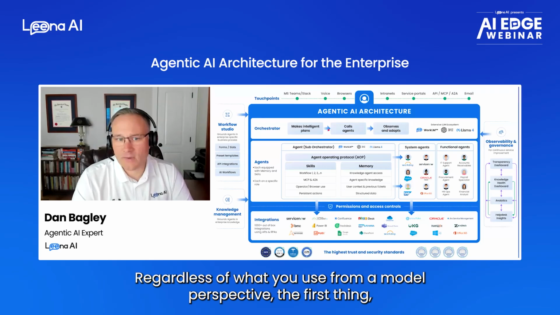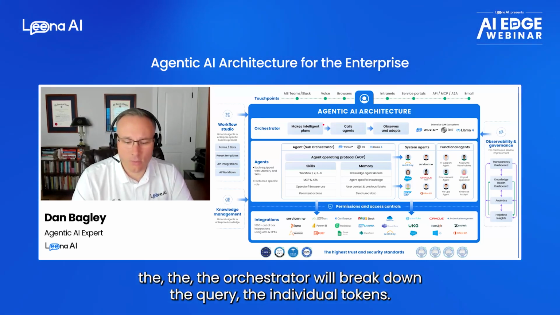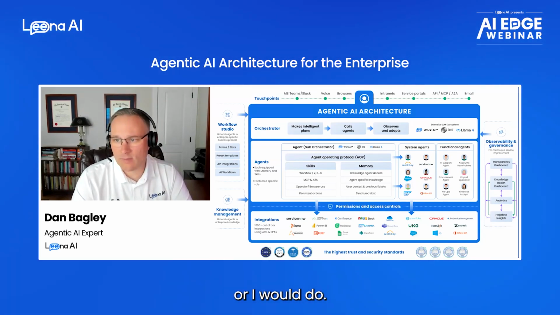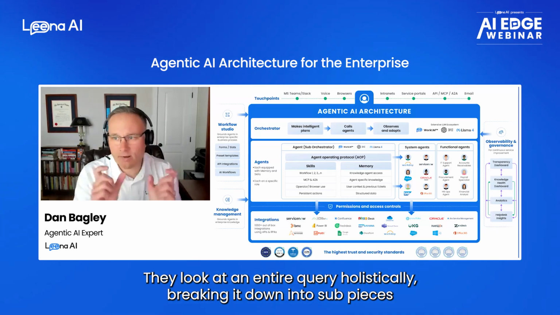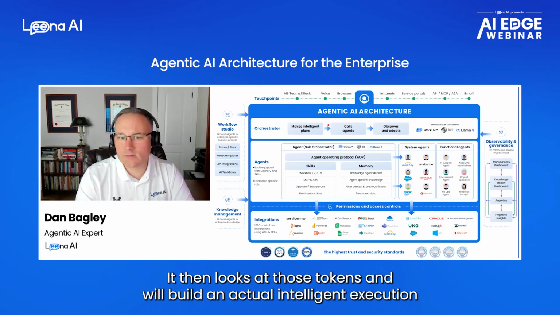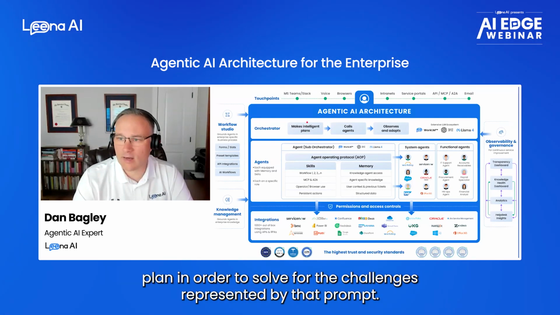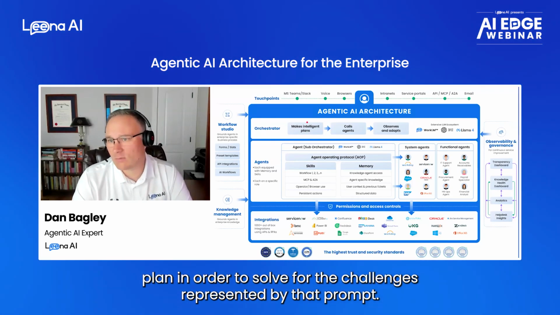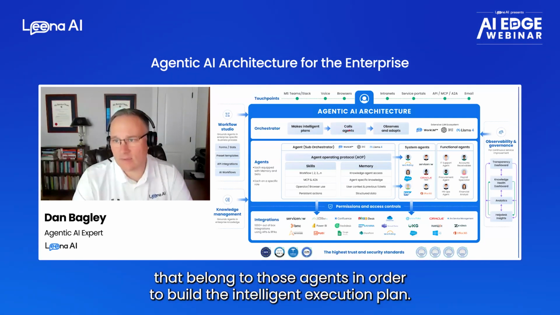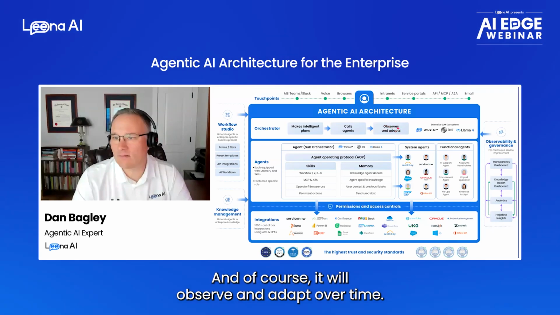Regardless of what's used from a model perspective, the first thing, the orchestrator will break down the query into individual tokens. An AI large language model doesn't read from left to right like you or I would do. They look at an entire query holistically, breaking it down into sub pieces or tokens. It then looks at those tokens and will build an actual intelligent execution plan in order to solve for the challenges represented by that prompt. Now, in Leena world, it will use agents that it has access to and skills that belong to those agents in order to build the intelligent execution plan. And of course, it'll observe and adapt over time.